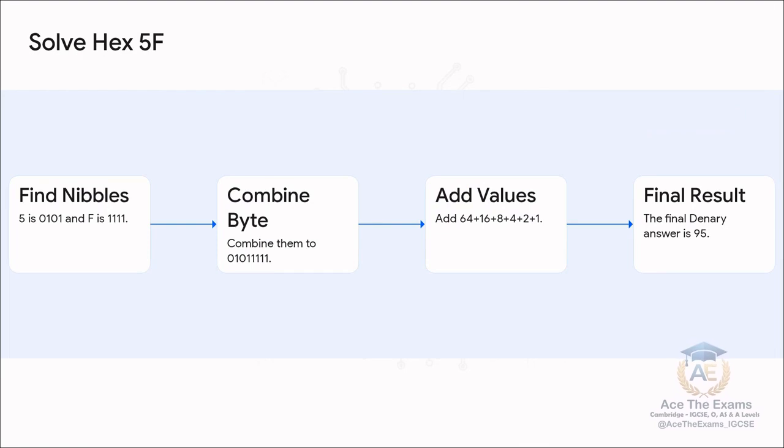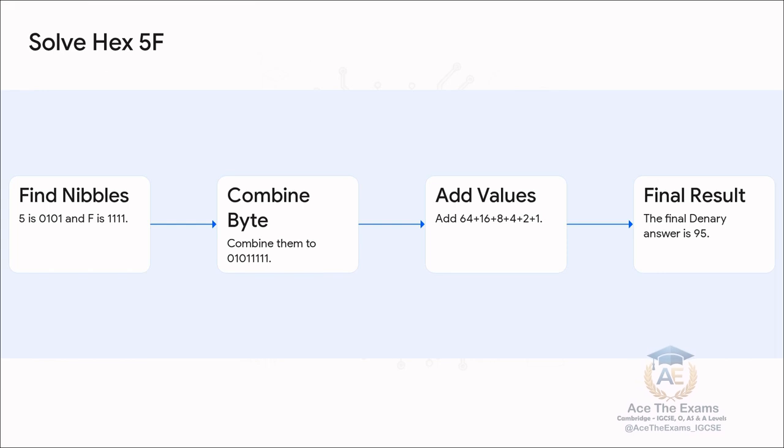Step 1, break it apart. 5 becomes the nibble 0101, and F becomes the nibble 1111. Step 2, combine them to create the byte 01011111. Step 3, add up the place values wherever you see a 1. That's going to be 64 plus 16 plus 8 plus 4 plus 2 plus 1. And step 4, your final denary answer is 95.